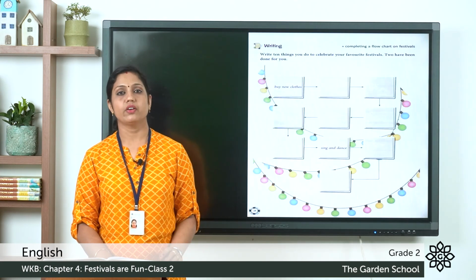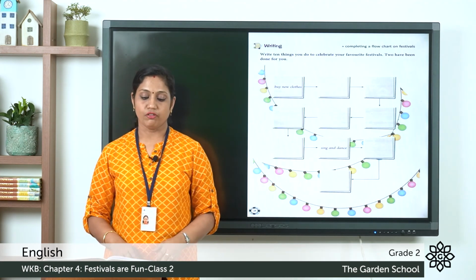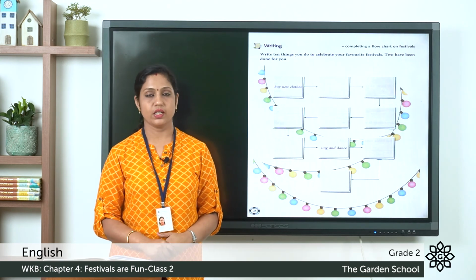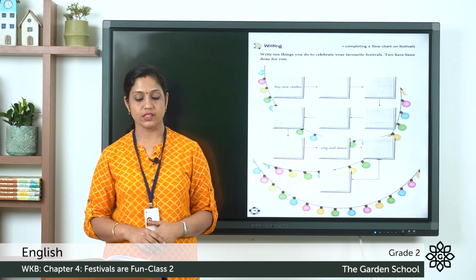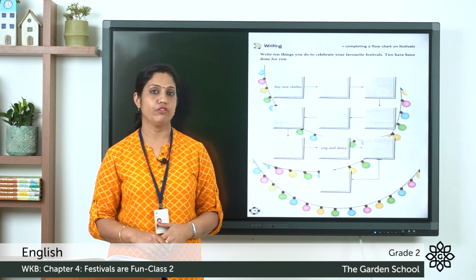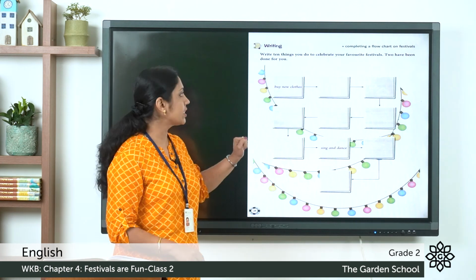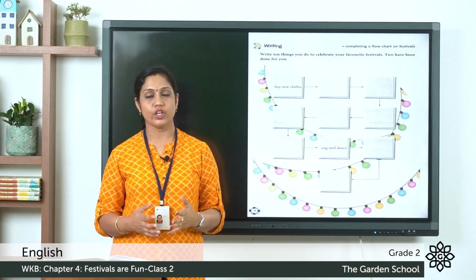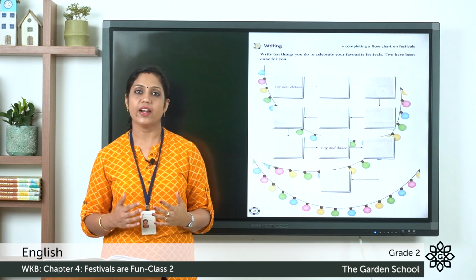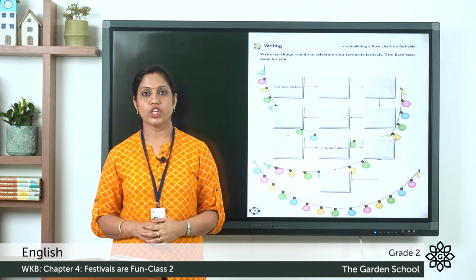Page 28, writing. Completing a flow chart on festivals. Write 10 things you do to celebrate your favorite festivals. Two have been done for you. So here you can see it's written buy new clothes, sing and dance. And what you do on your favorite festival, you can think and write it here in this flow chart.